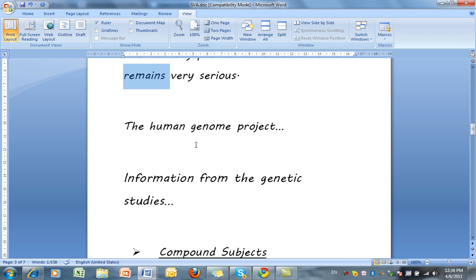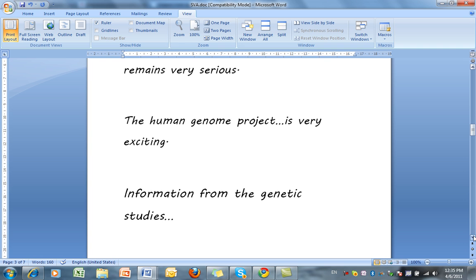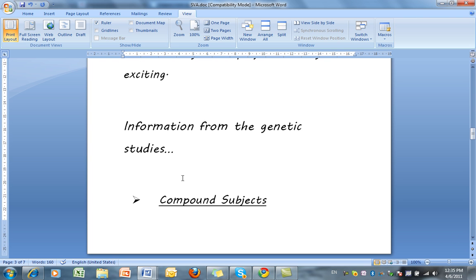The Human Genome Project is very exciting. Okay? This is singular. I think that one was pretty easy. Information from the genetic studies. Singular or plural? Information is very interesting.